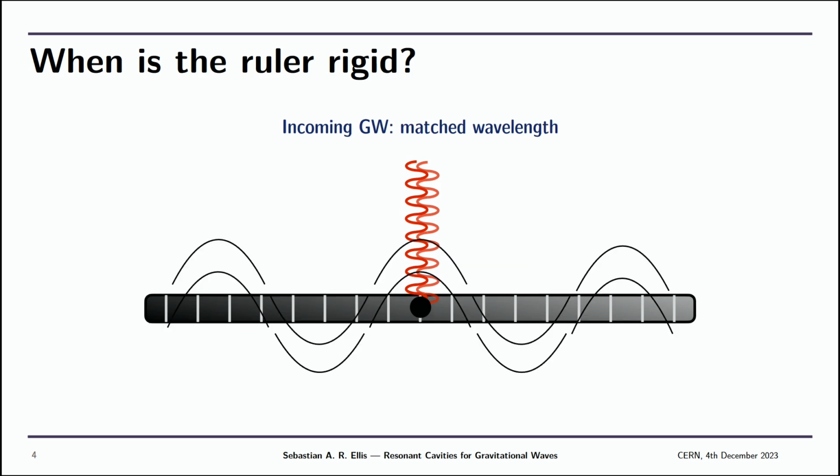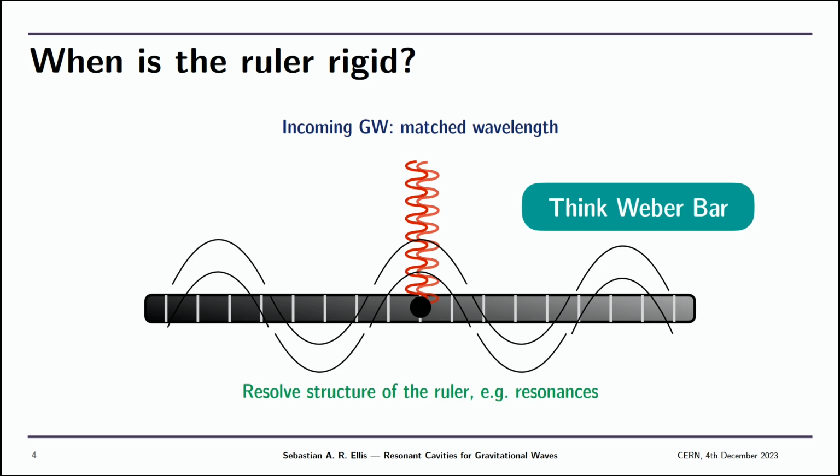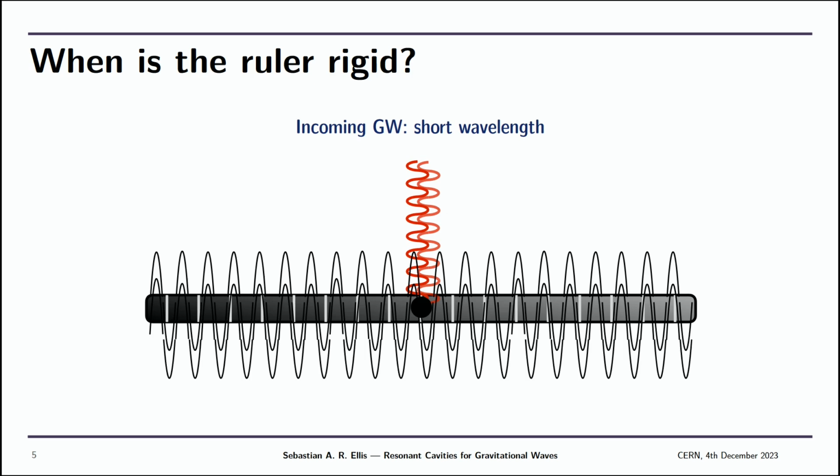If, on the other hand, you have an incoming gravitational wave whose wavelength is more or less matched, so here there's two wavelengths to my ruler, but you can imagine some integer or semi-integer number of wavelengths to my ruler, then you actually resolve the structure of the ruler. And by structure, I mean the resonances of the ruler. So this could be mechanical resonances if this is truly a ruler. It could be electromagnetic resonances if the ruler is, for example, cavity modes in an otherwise empty cavity. So as an example, you can think of the Weber bar, right? The quintessential gravitational wave search from 60 years ago, as being an example of this setup.